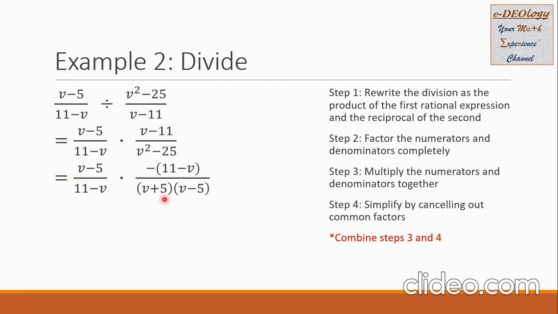So we will now go to step 3 and step 4. We will combine them. We will now cancel common factors. The v minus 5 can be cancelled with the v minus 5 here. The 11 minus v, we will now cancel with the 11 minus v. And when we collect the remaining terms, take note, there is a negative sign there, so we will put here minus 1 over the remaining factor in the denominator, which is v plus 5. So our final answer is negative 1 over v plus 5.